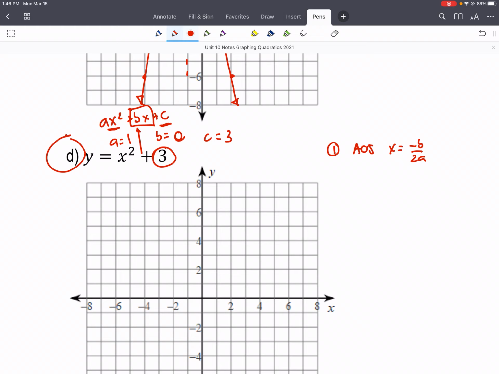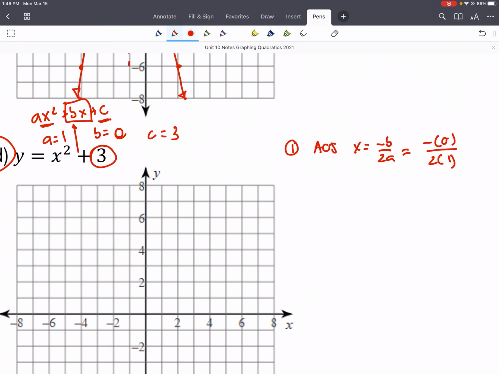Okay, so now we can come up with our axis of symmetry. That's -0 over 2 times 1. Well, that's 0 over 2, and that's just 0. So our axis of symmetry is x equals 0. And then we need to find our y for our vertex. So we just plug 0 in for x. So we'd have 0 squared plus 3, and that gives us 0 plus 3, or 3. So our vertex is right here at 0, comma 3.